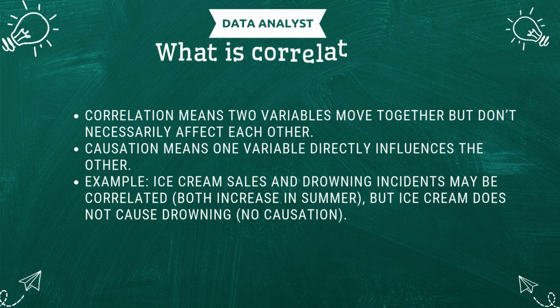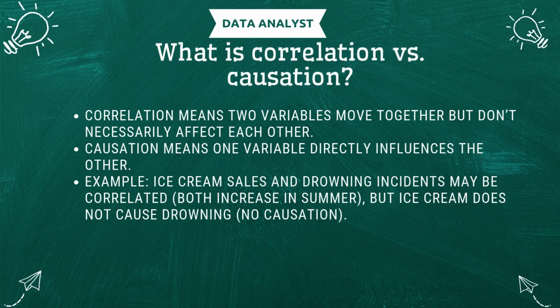What is correlation versus causation? Correlation means two variables move together but don't necessarily affect each other. Causation means one variable directly influences the other. Example, ice cream sales and drowning incidents may be correlated, both increase in summer, but ice cream does not cause drowning, no causation.